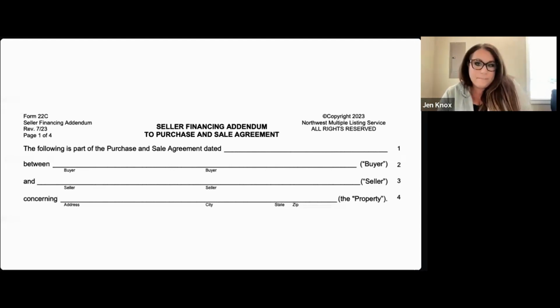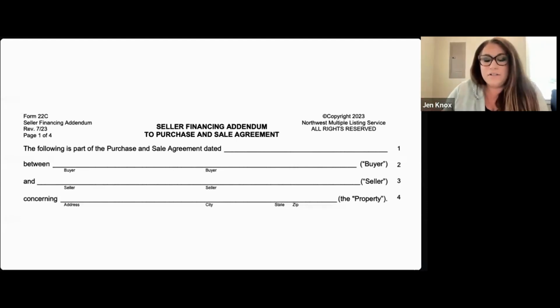So think about that for a minute, right? How much do you know about what it takes to be a lender? Well, kind of like we are held to the standard of care as a lawyer, when a seller decides to become a lender, they're going to be held to a certain standard as well. So this form is going to kind of help dial in what those things are.